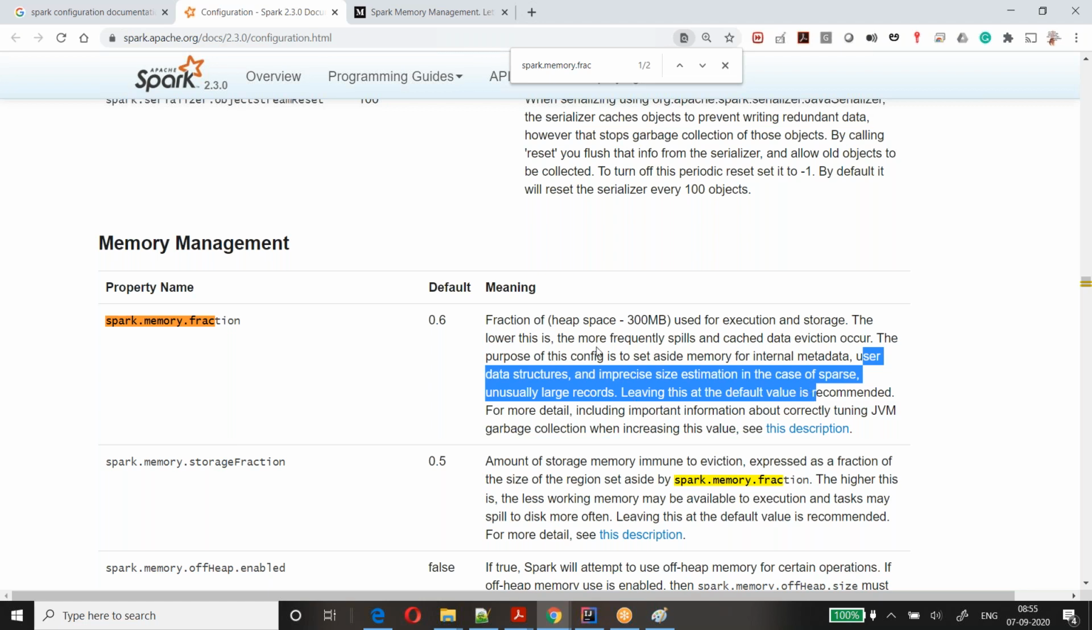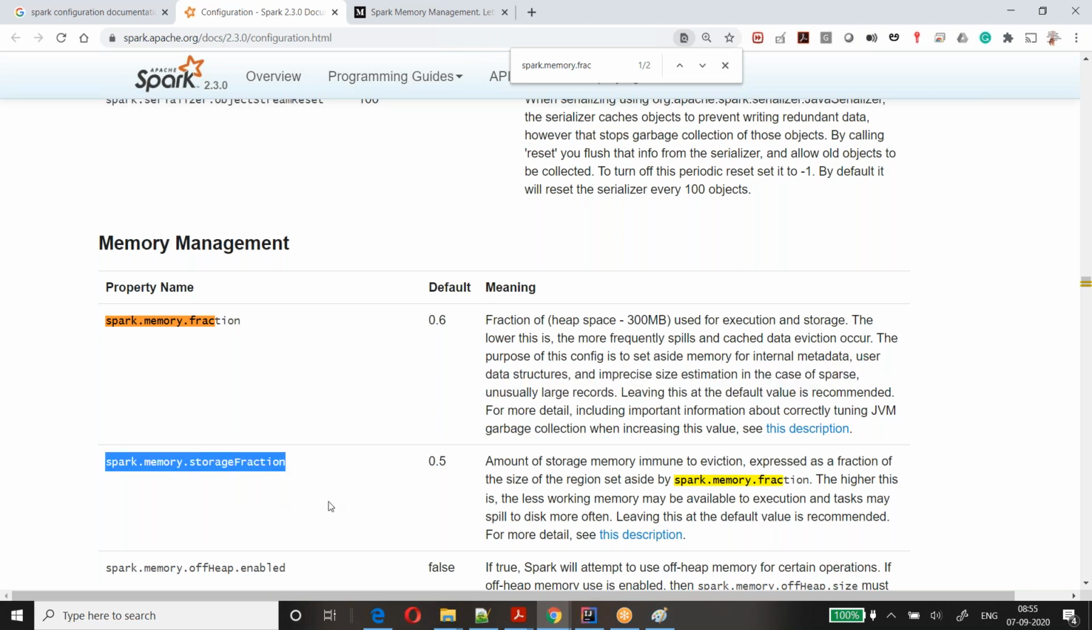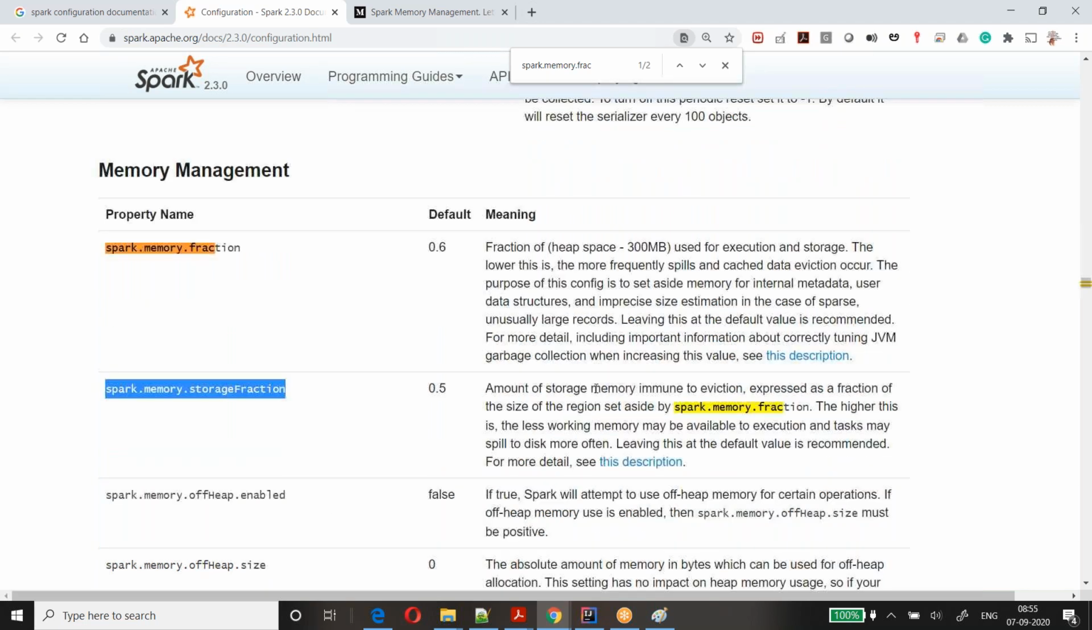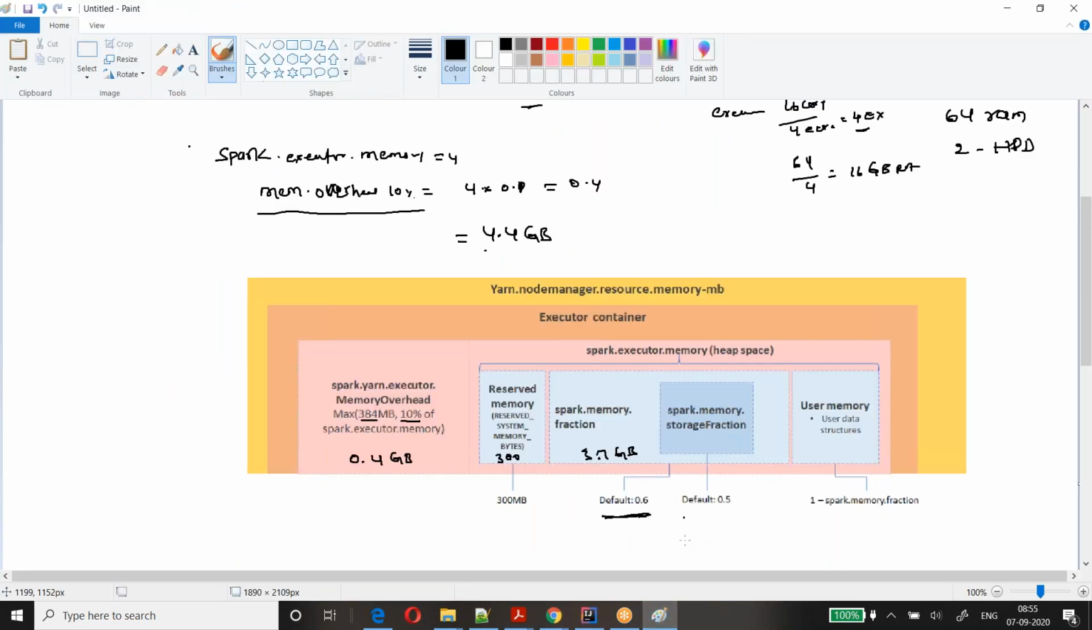Okay, these are the two parameters we were talking about. One is a fraction, and one is in this diagram. The spark memory fraction is 0.6 and your storage fraction is showing 0.5. Actually, it will be 50-50, 1:1. It's kind of 1:1 that it will be allocated.